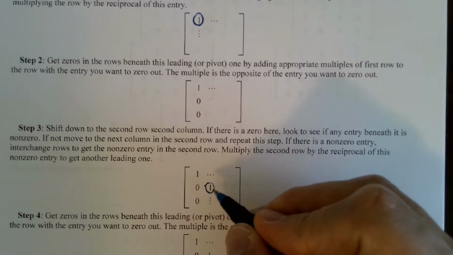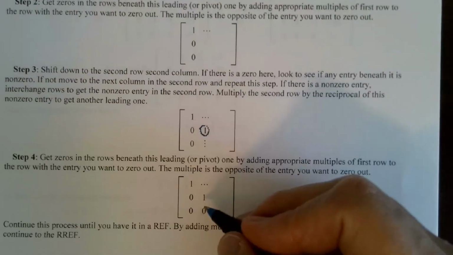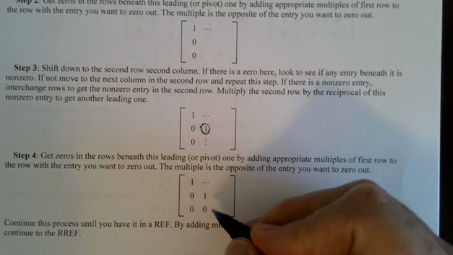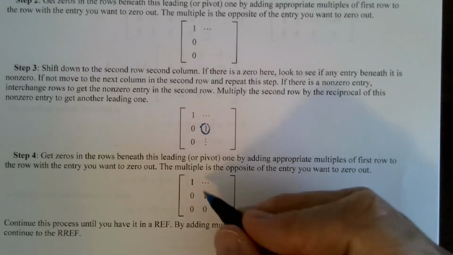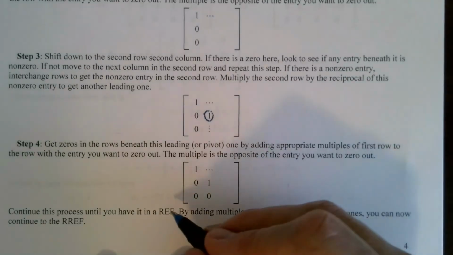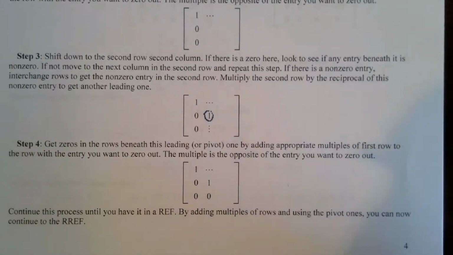Once you get the leading one, what are you going to do there? You're going to get zeros beneath it, right? And you continue down, and you get that echelon form until you get to the row echelon form for the matrix. That's the idea of the algorithm. Okay. Now, let me show you how this algorithm is going to work.